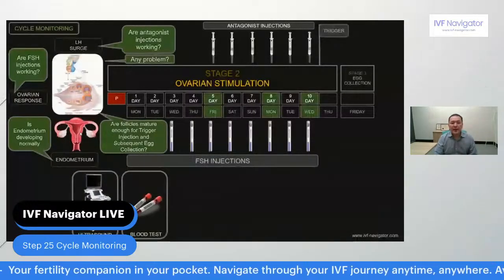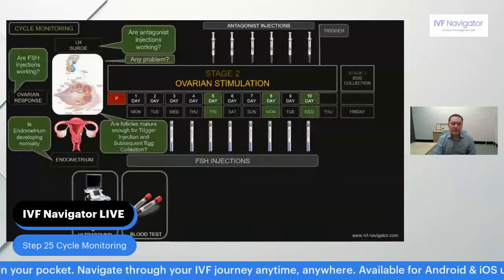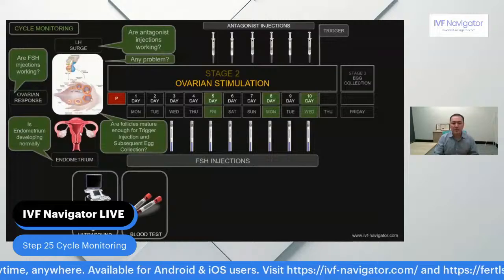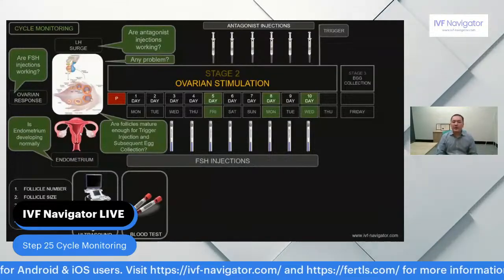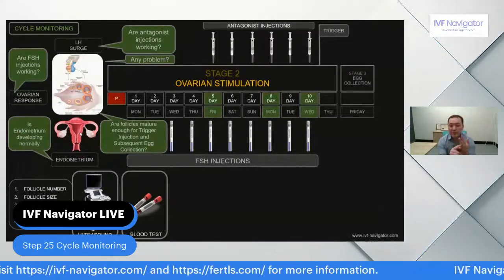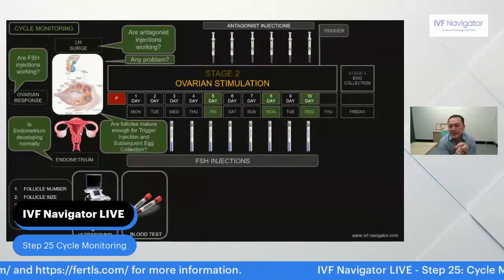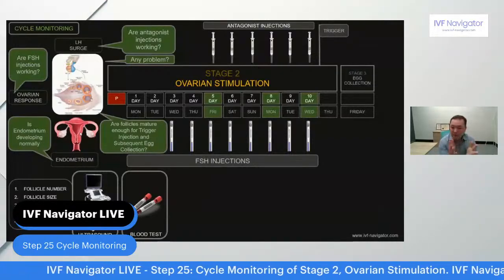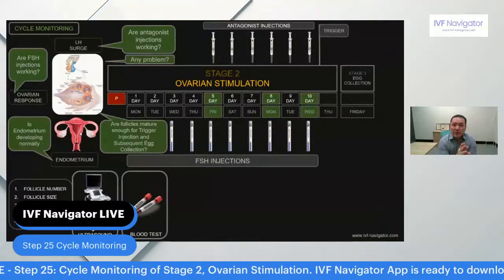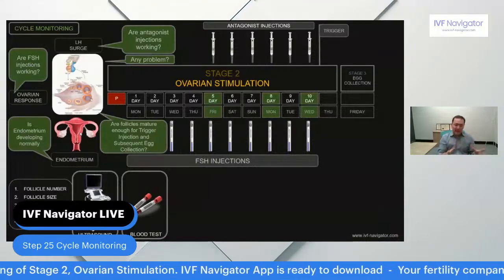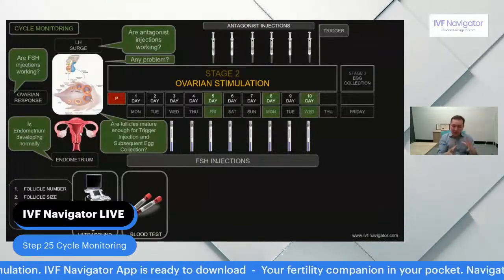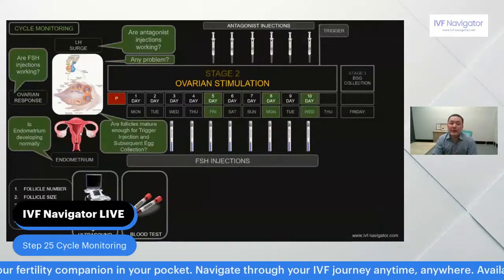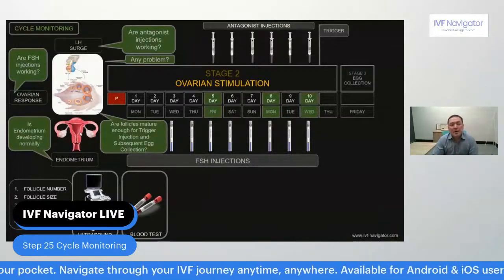Okay, so now we know why we do cycle monitoring. Now let us discuss how we monitor the cycle. The first question is when cycle monitoring actually starts. Generally, cycle monitoring starts from day 1 of the cycle. Monitoring means that you will have direct access to the clinic, and if you have any questions, you can discuss with your clinic team.